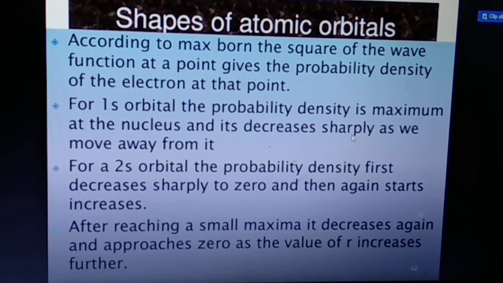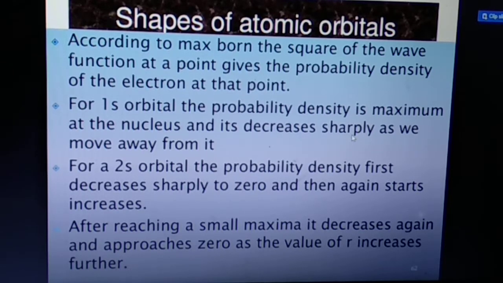For a 2s orbital, the probability density first decreases sharply to 0 and then again starts to increase. So what about the 2s orbital, my dear children? For a 2s orbital, the probability first decreases and then it increases. After reaching a small maxima, it decreases again and approaches 0 as the value of r increases further.